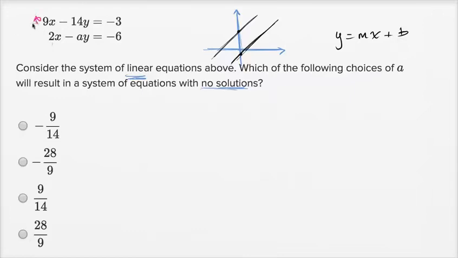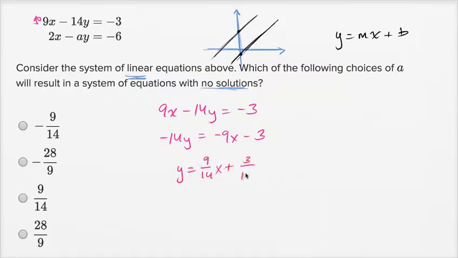First I'll do this one up here. So you have 9x minus 14y is equal to negative 3. If I subtract 9x from both sides, I would get negative 14y is equal to negative 9x minus 3. If I divide both sides by negative 14, I get y is equal to negative 9 divided by negative 14, which is positive 9 over 14 x, plus 3 over 14. So that's this line written in slope-intercept form.